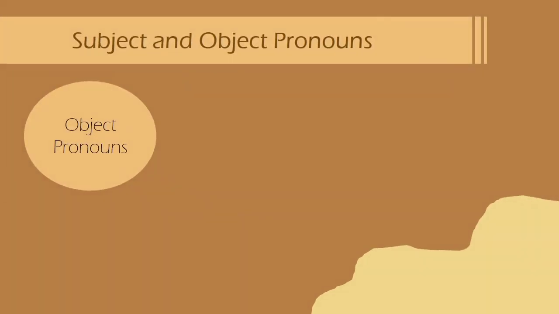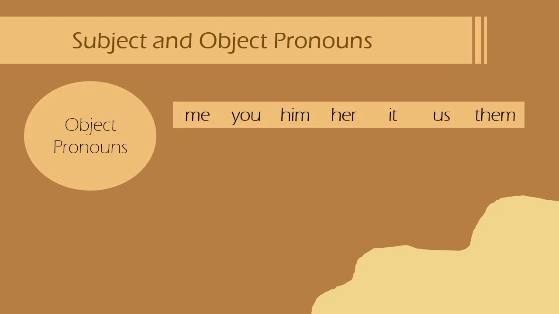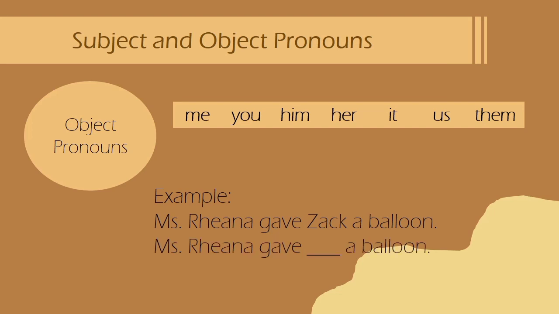Now let's proceed to object pronouns: me, you, him, her, it, us, and them. Object pronouns are the receiver of the actions in the sentence. For example, Miss Rihanna gave Zach a balloon. Who is the receiver of the action? Zach. What pronoun should we replace Zach with? Zach is a boy, therefore, we are going to replace it with him. So Miss Rihanna gave him a balloon.